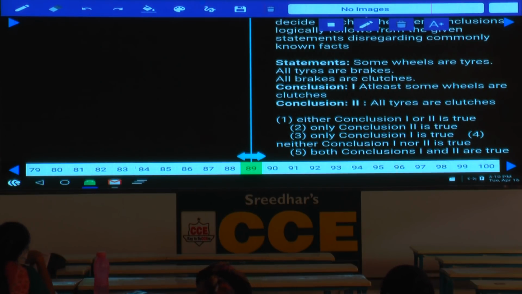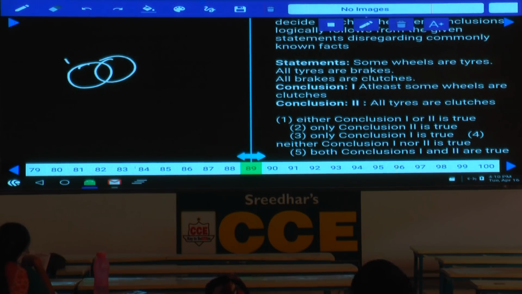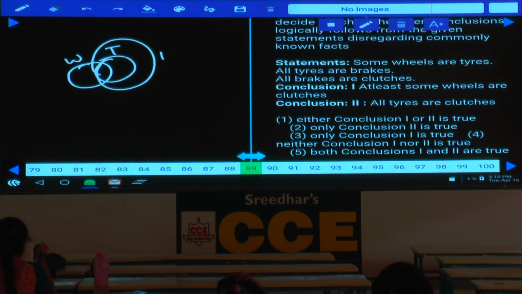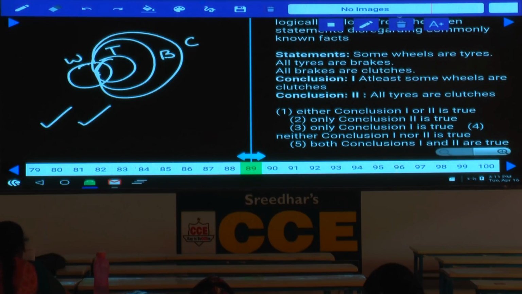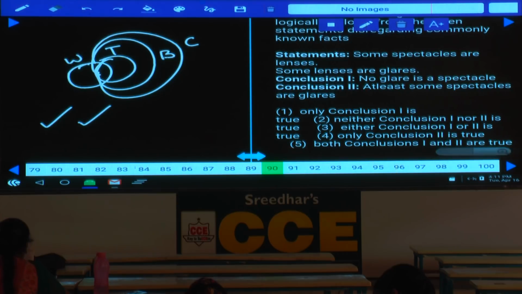Then 89. Now in this question number 89, some of the wheels are tires. Some wheels are tires can be written like this, wheel and tire. All tires are brakes. All these tires are brakes. And all brakes are clutches. All these brakes are clutches. Then the first one, some wheels are clutches, is definitely true. And the second, all tires are clutches, is also true. Hence both the conclusions are true, and both are affirmative conclusions. Hence they will be true forever. Hence both 1 and 2, choice 5. 89, choice 5.